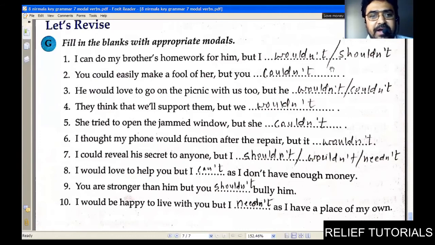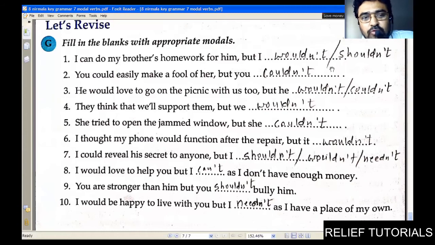I can do my brother's homework for him, but I wouldn't or I shouldn't. मैं कर सकता हूं लेकिन मैं करूंगा नहीं और मुझे नहीं करना चाहिए। You could easily make a fool of her. अब उसको तो easily उल्लू बना सकते हो, but you couldn't, but you cannot. You could easily make a fool of her, but you couldn't, but you wouldn't. But आप करोगे नहीं, but you shouldn't.